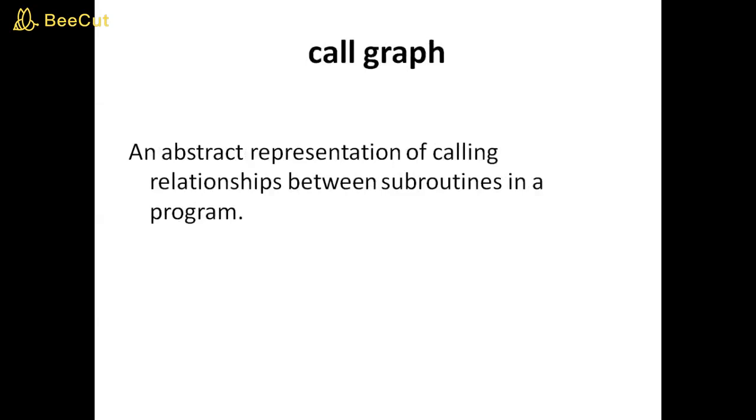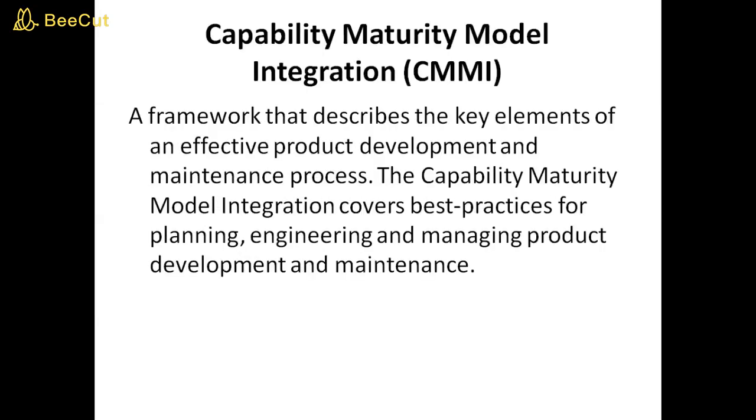Call graph. An abstract representation of calling relationships between subroutines in a program. Capability Maturity Model Integration (CMMI). A framework that describes the key elements of an effective product development and maintenance process. The Capability Maturity Model Integration covers best practices for planning, engineering and managing product development and maintenance.